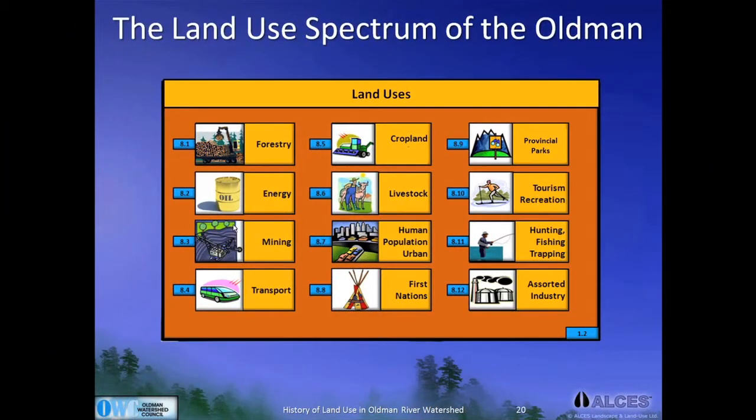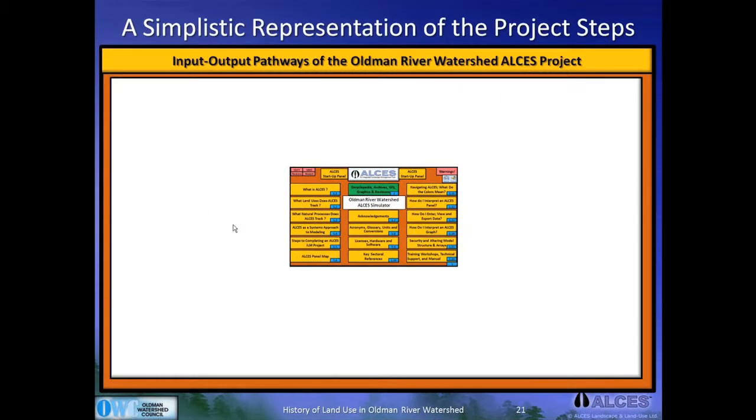Now, there's a suite of overlapping land use practices in the basin, and those that we were able to look at because of availability of data included mining, transportation, the energy sector, croplands, livestock, the human population, their settlement patterns, various assorted industries, and provincial parks. In the case of forestry, it is an important land use practice in portions of this basin, but we did not have access to cut block data, so we could not reconstruct that. And the footprints of First Nations, tourism and hunting, fishing, and trapping, those footprint data were not available, so they were not included in this study.